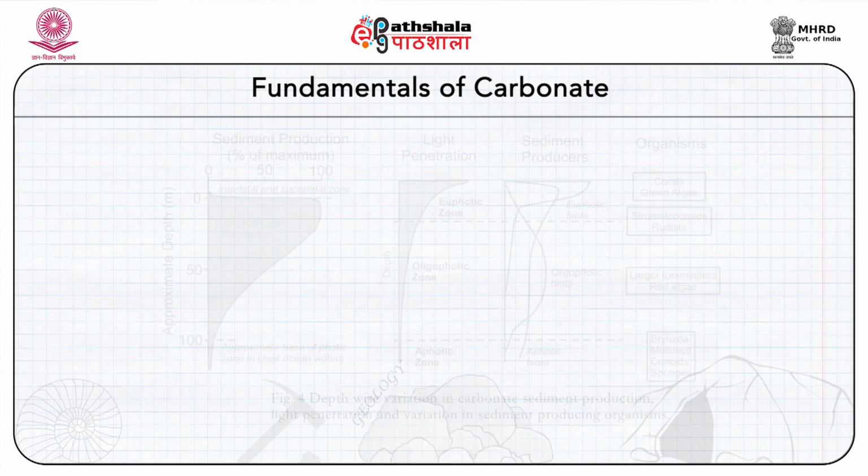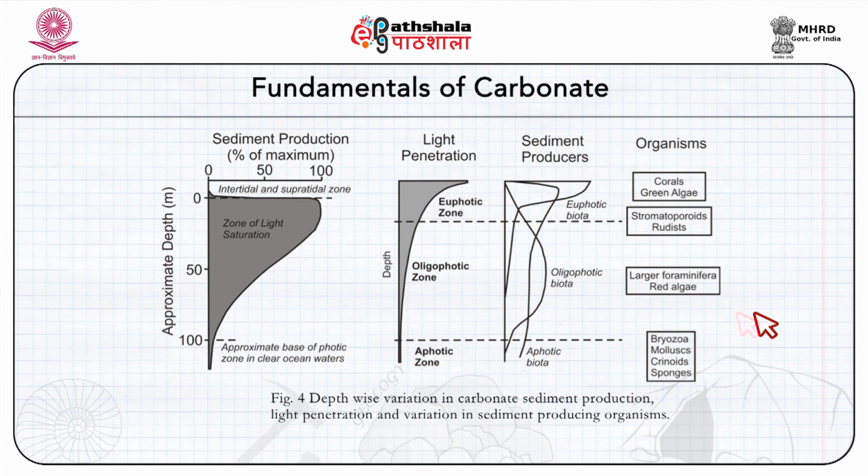In tropical seas, carbonate production is maximum within 15 to 20 meter water depth, where sea water condition is favorable both in terms of illumination and temperature. Now, this figure shows the depth-wise variation in carbonate sediment production, light penetration and variation in sediment producing organisms.